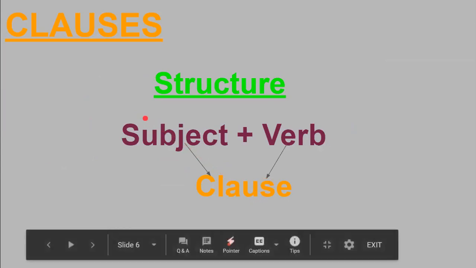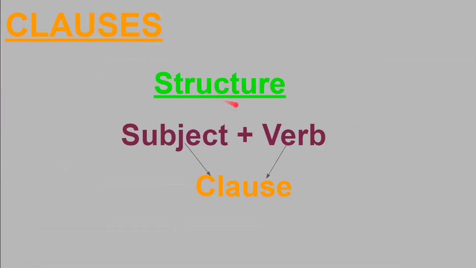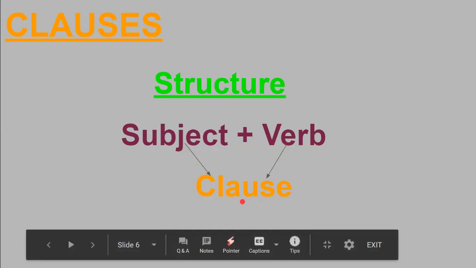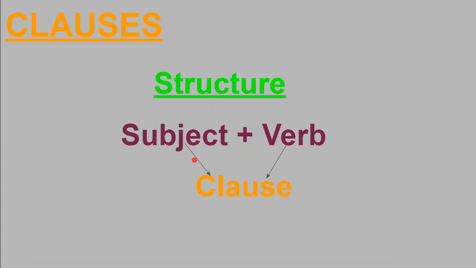Now coming to the next slide. Now we will discuss the structure of clauses, which is very important, students. So what does the structure of a clause consist of? A clause, as you can see on the screen, must consist of a subject plus verb. These two things must be present to form a clause. A clause contains a subject and verb.